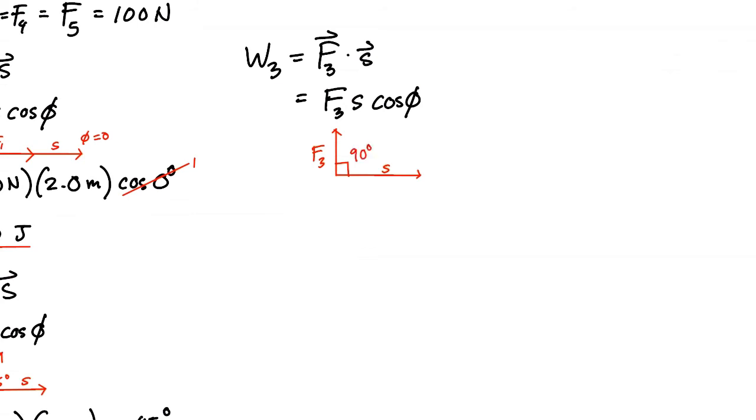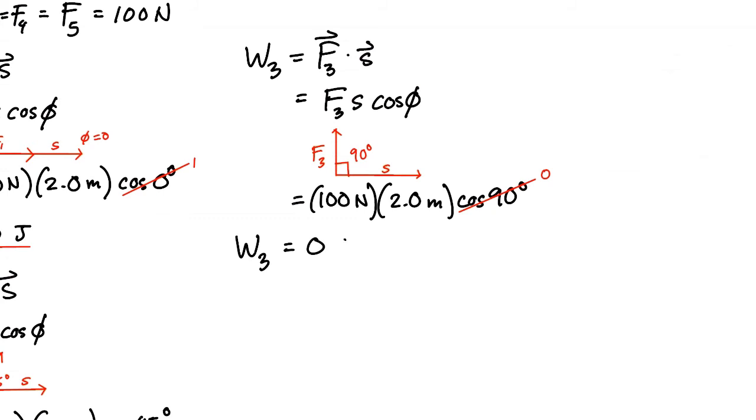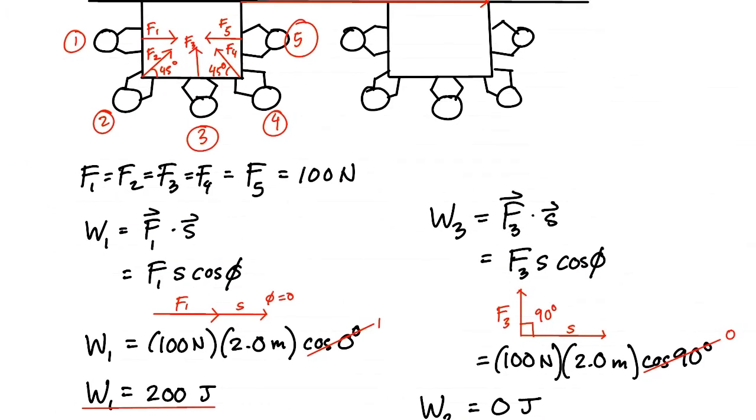So, now let's substitute the values. Again, we have 100 newtons for the force. Displacement is 2 meters. And then the angle is 90 degrees. Now, cosine 90 degrees is equal to 0. Which means the work done by friend number 3 is 0 joules. Or he did no work. So, that is for friend number 3.